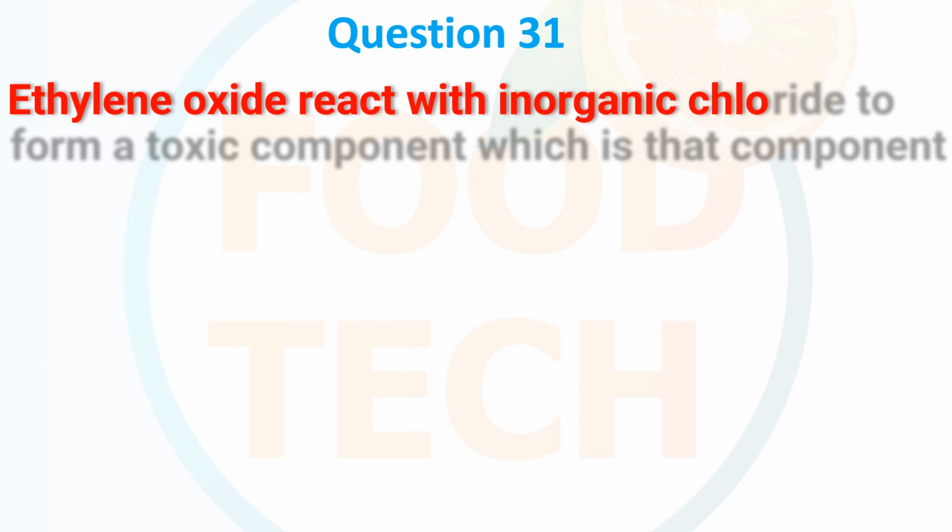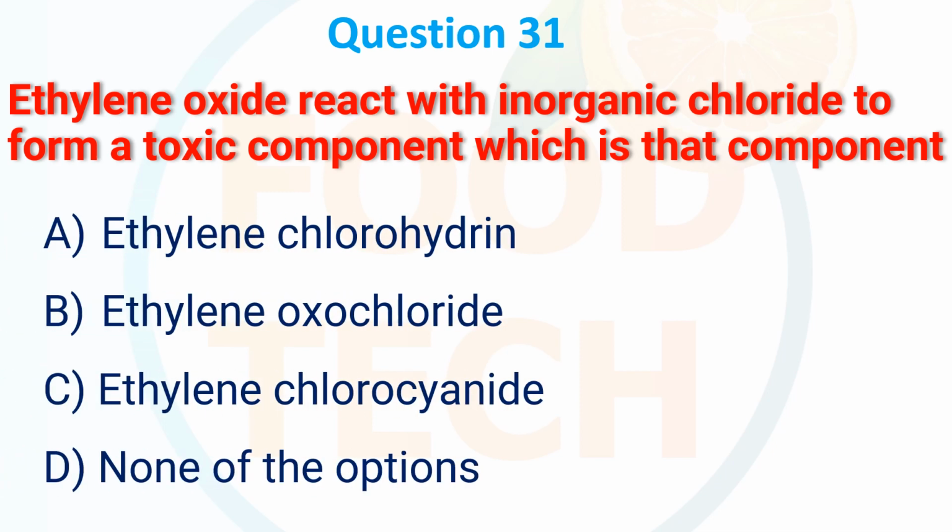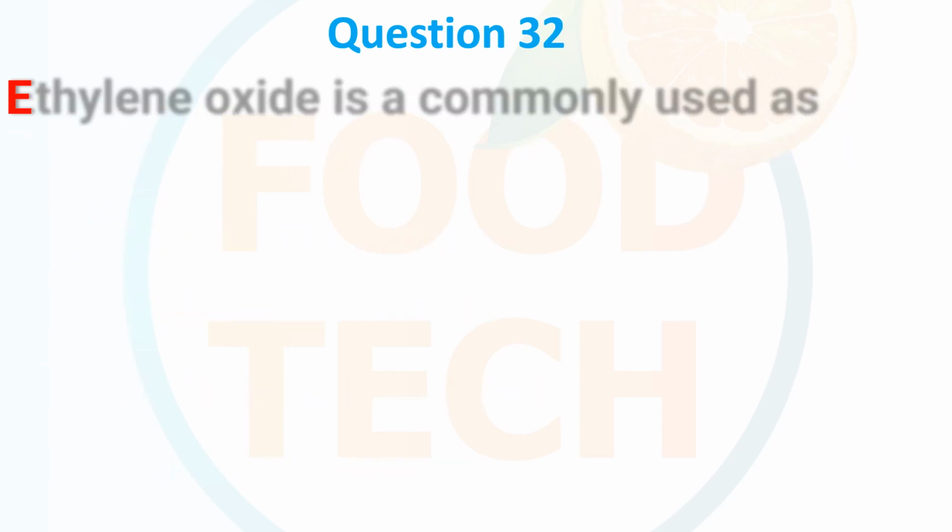Ethylene dye reacts with inorganic chloride to form a toxic compound. Which is that compound? A. Ethylene chlorohydrin. B. Ethylene oxochloride. C. Ethylene chlorocyanide. D. None of the options. The answer is A. Ethylene chlorohydrin.